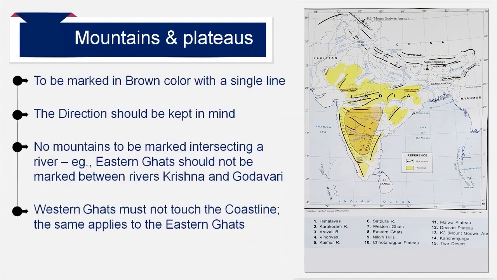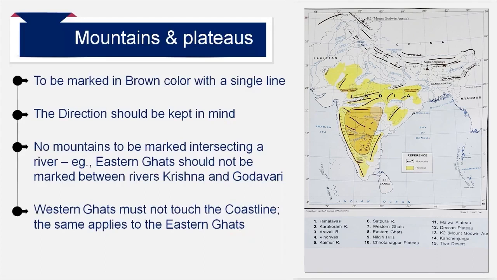While marking a mountain range, you should keep in mind its location and direction. It is easier to mark the mountain range with reference to rivers. You must not draw a mountain range across a river or intersecting a river valley. For example, the Eastern Ghats must not be marked between Krishna and Godavari Valley. Mount Godwin Austen or K2 and Mount Kanchenjunga must be marked as a triangle in brown. While drawing the Western Ghats, you must not touch the western coastline.